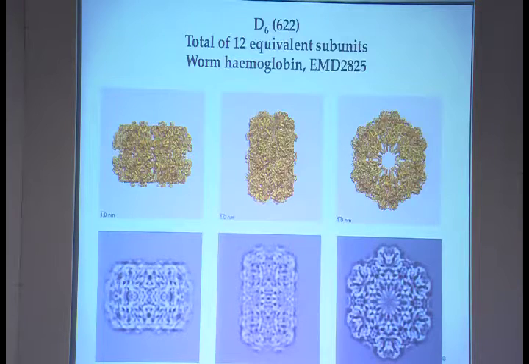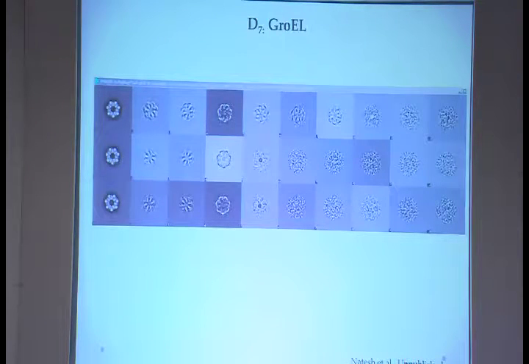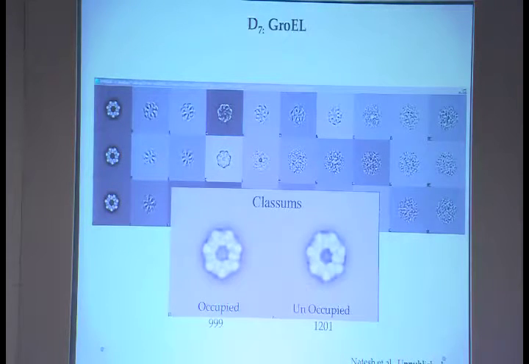Now, D7 is an example that you have been seeing quite frequently over the last few days. So this is GroEL, and this is a slide that I borrowed from Dr. Natesh. So you can see here that you can identify in some of these Egan images that you can actually see the 7-fold axis of symmetry right there. So you would be able to tell that this is a D7 object.